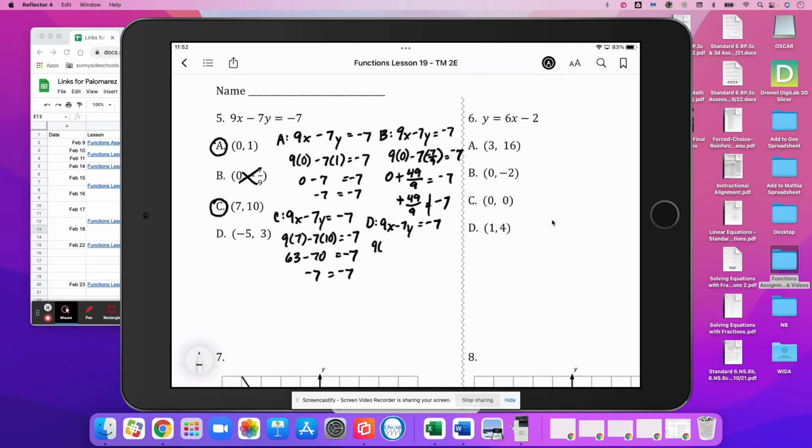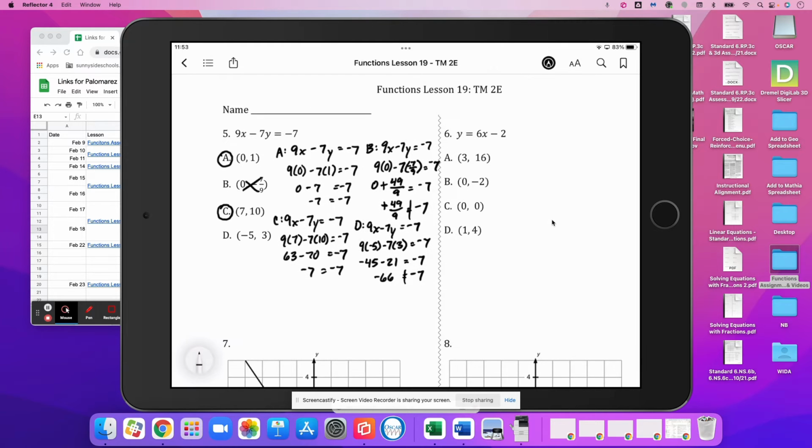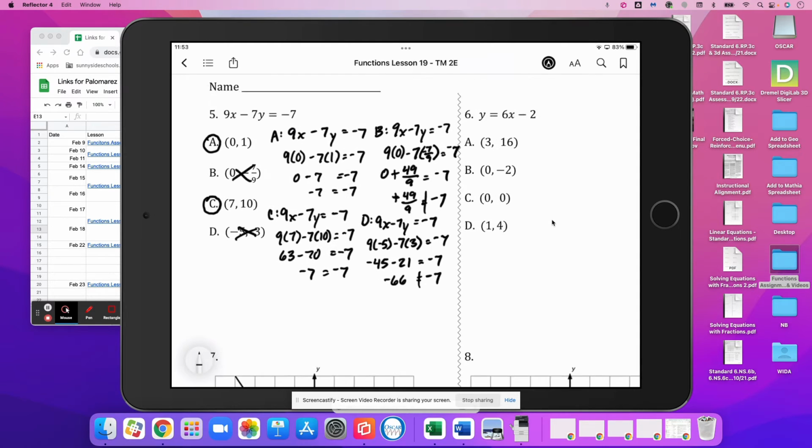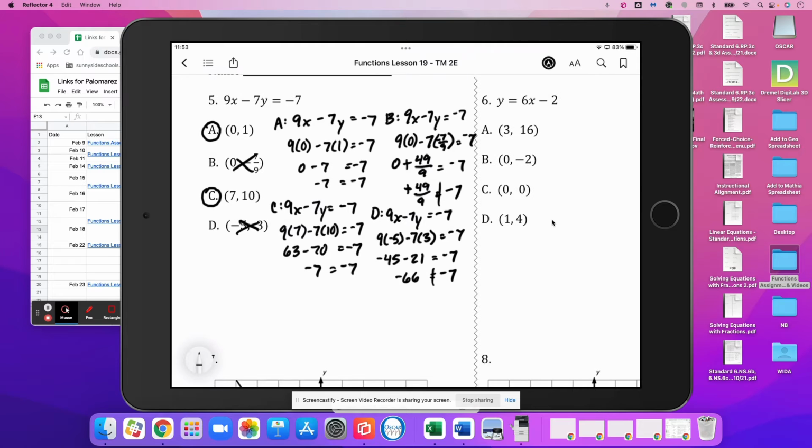And D, 9x minus 7y equals negative 7. So 9 times negative 5 minus 7 times 3 equals negative 7. So that is negative 45 minus 21 equals negative 7. This is not going to work. It's going to be negative 66, which is not equal to negative 7. So D is out. That's it for number 5. We'll bounce over to number 6.